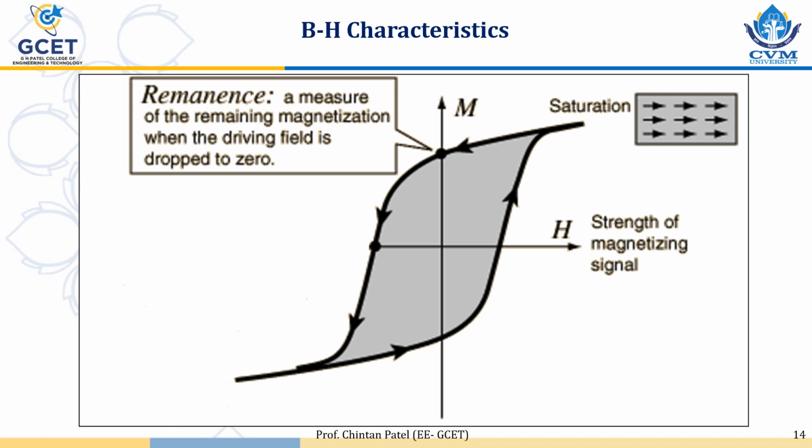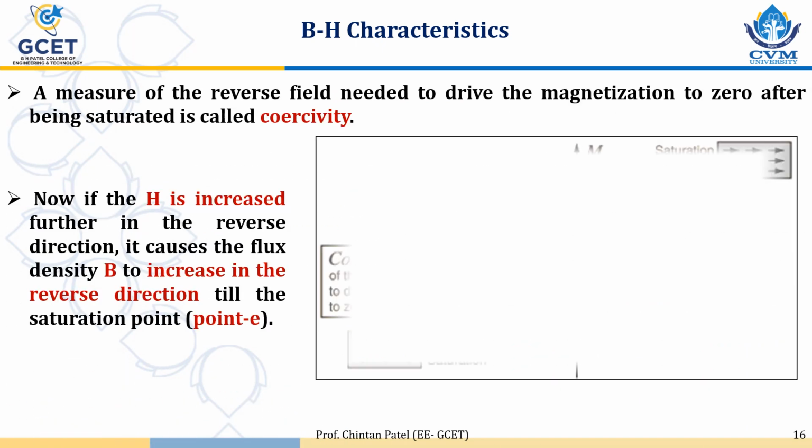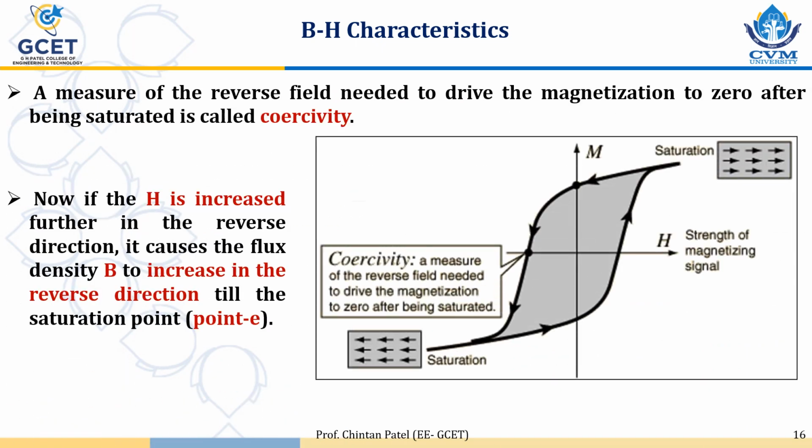As I said earlier, this point is where the H value is 0 but B has some positive value. This is called residual magnetism, and it is known as the remanence of the circuit. Remanence means a measure of the remaining magnetization when the driving field or driving force H is dropped to 0. Here this is a negative remanence. On this side it is the negative remanence.